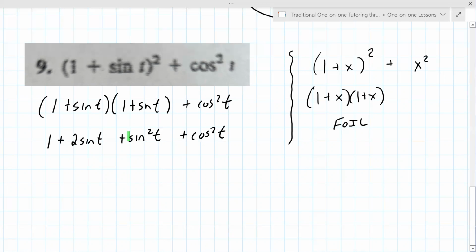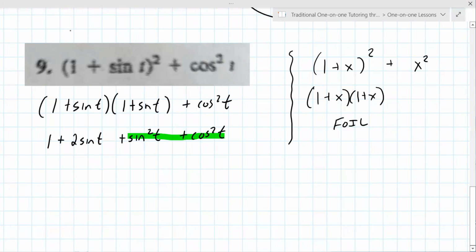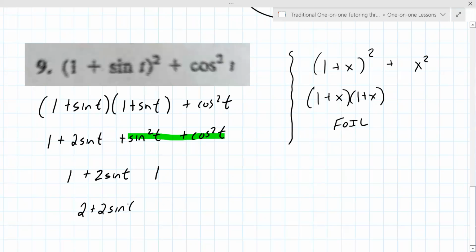Now again, your eyes should sort of be drawn to this. Whenever you see a sine squared plus a cosine squared, you should think to yourself, I'm going to use one of the Pythagorean identities. So sine squared t plus cosine squared t becomes 1. And then you're left with combining like terms. You can combine the 1 and the 1. And this feels pretty good. This feels like it's probably done.